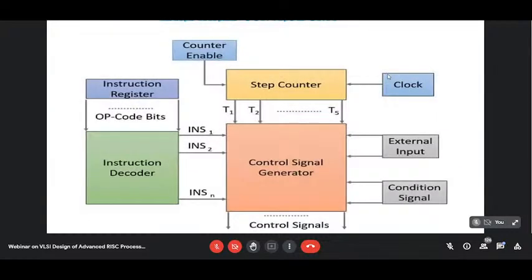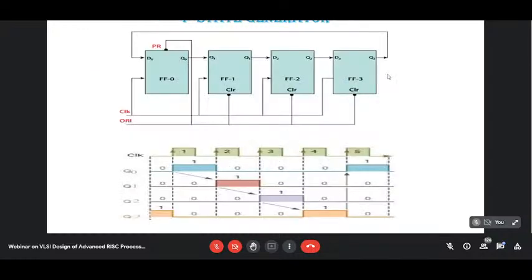Okay, so that's what a hardware control unit is. And now, how can the T states be generated? T states are T1, T2, T3, etc. Let's assume that there are a maximum of 4 T states. Of course, in this case, there are 6, so 6 flip-flops will be required. I'm assuming 4 T states. So first, what you have to do is forcefully make one of them 1 and the rest of them 0.